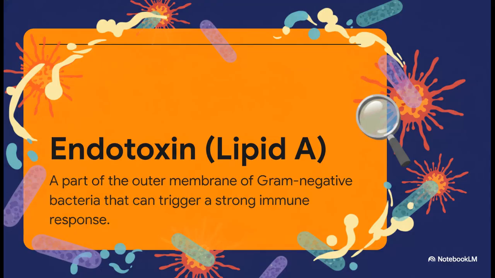Now, that outer membrane on gram-negative bacteria is a really big deal from a medical standpoint. Why? Because it contains a molecule called lipopolysaccharide, or LPS for short. And a specific part of LPS, called lipid A, acts as something called an endotoxin. If these bacteria die and release this endotoxin into a patient's body, it can trigger a massive immune response. We're talking about serious symptoms like high fever and even life-threatening septic shock. So knowing if a bacterium is gram-negative is absolutely critical.